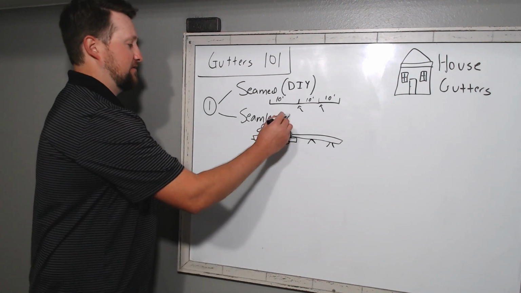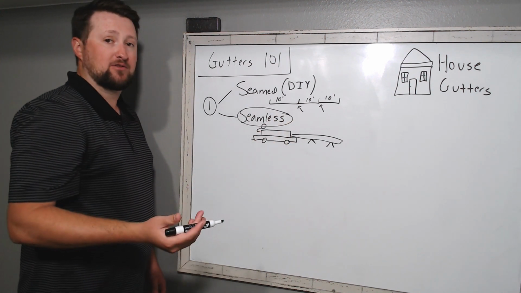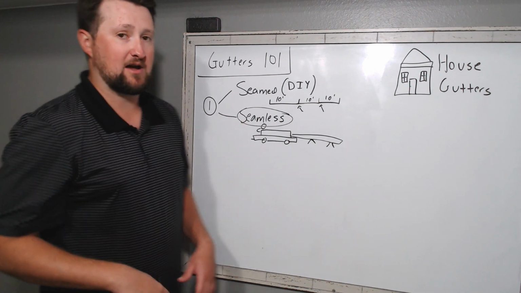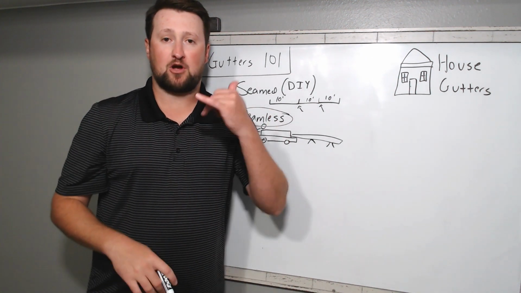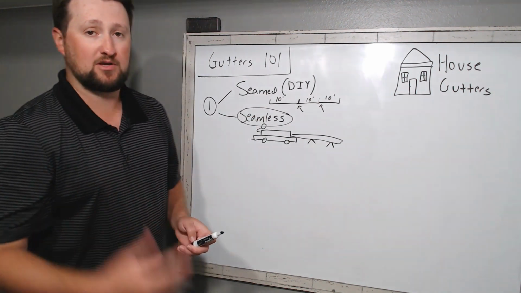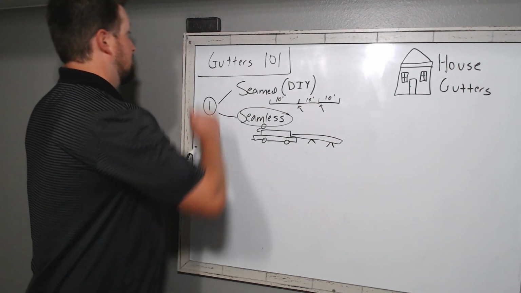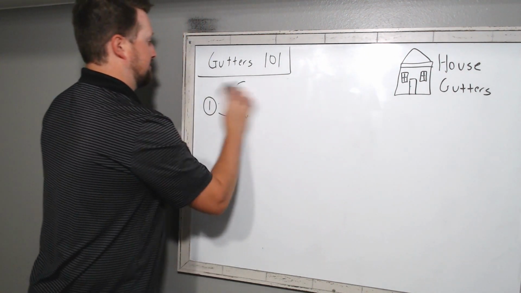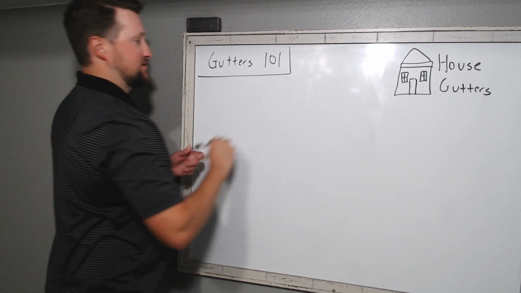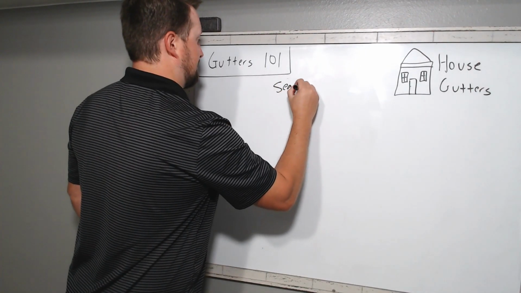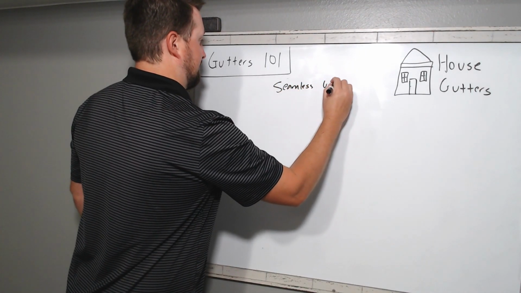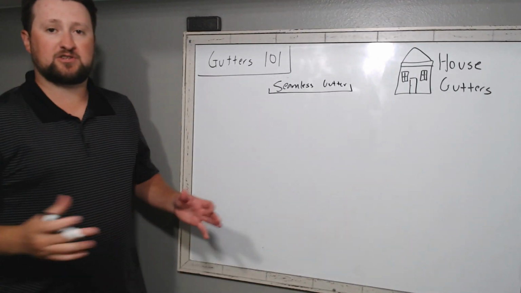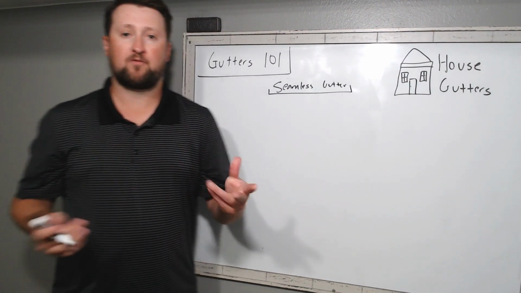So, let's say you're like, okay, hey, Anthony, I don't want to do this myself. I want to call a seamless gutter company. So you go online, you call a bunch of companies, you call us, we answer, and then we show up to give you an estimate. So let's say you've decided that for your house, you want seamless gutters.